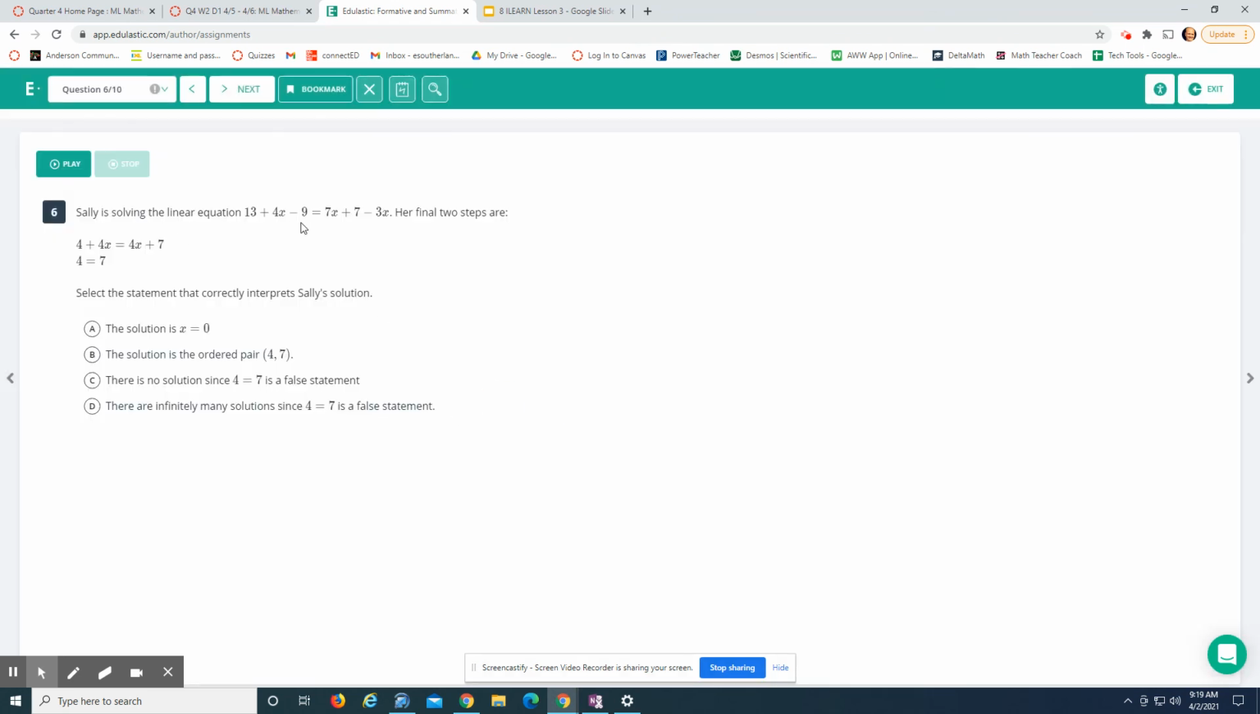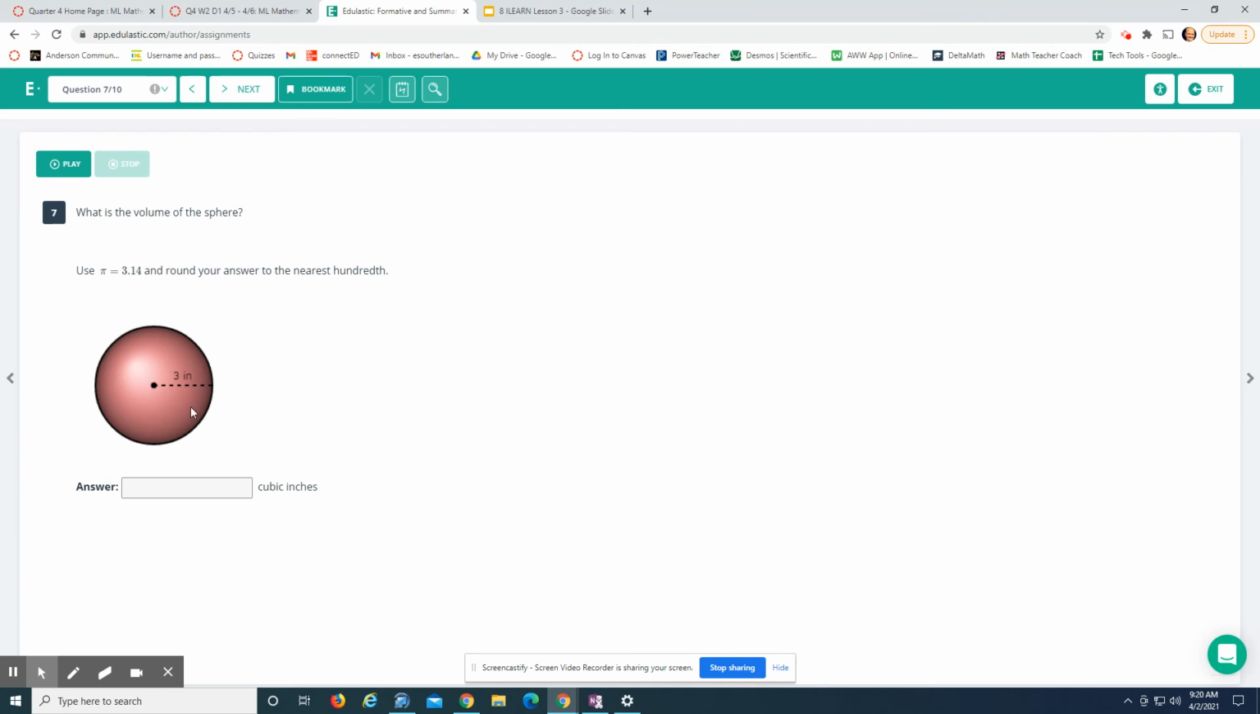And then same thing here. Sally is solving a linear equation. Her final 2 steps are this here. Select the statement that correctly interprets Sally's solution. And then you're going to answer whatever you think is the correct answer there.